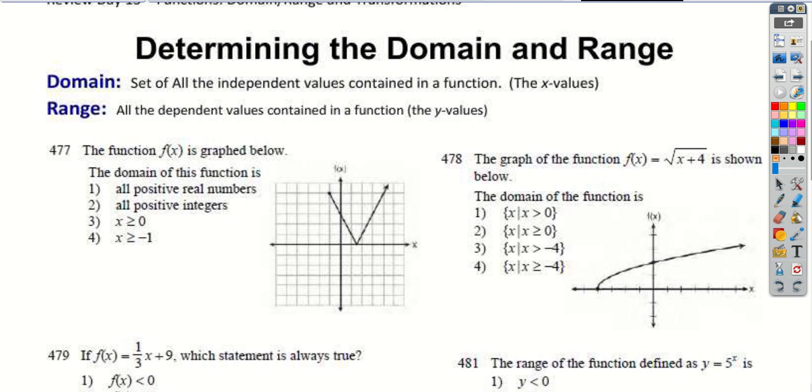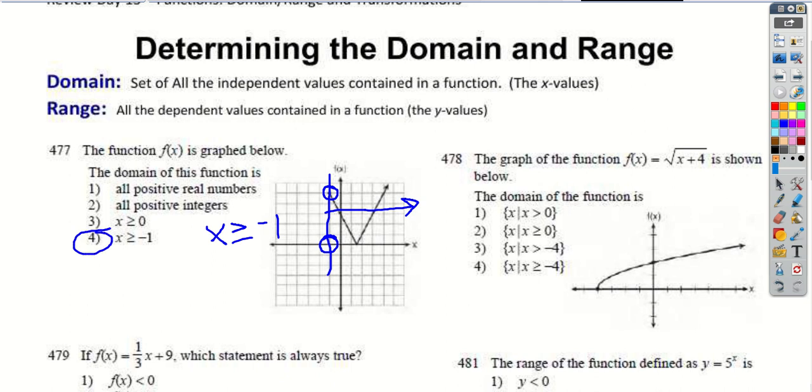So we can see we're starting here. This is where they're starting, and then it's going forever in that direction. Okay, it includes this point because of the closed circle. So it's all the x values that are greater than or equal to, and then check where it is on the graph, and that's -1. So this would be choice 4.